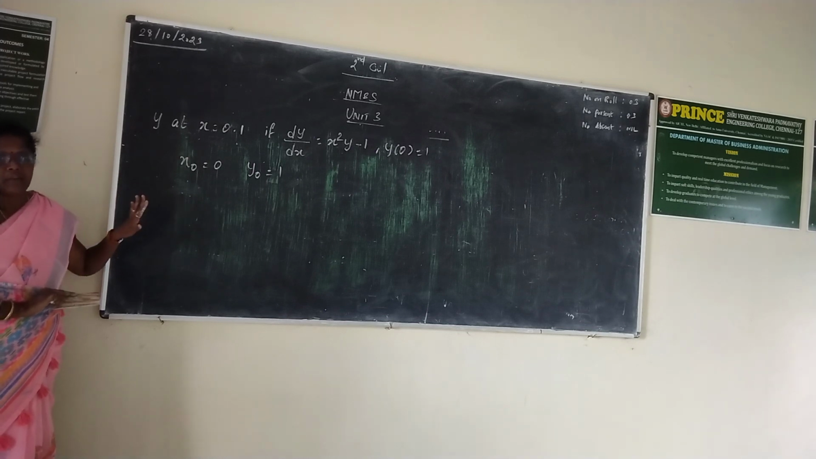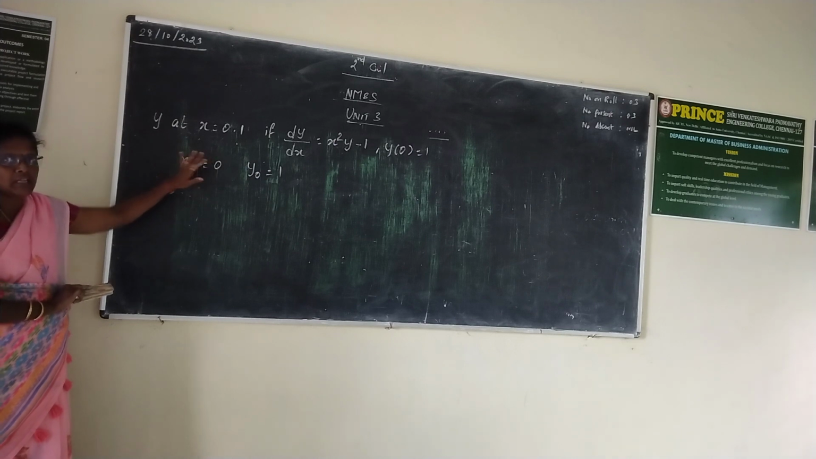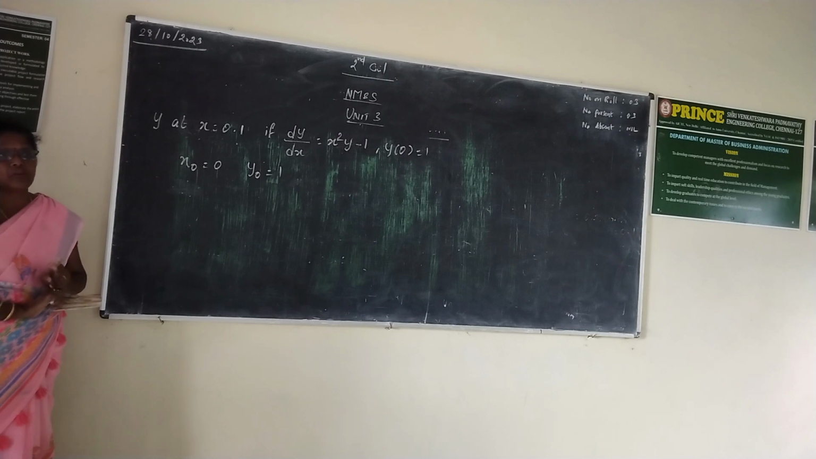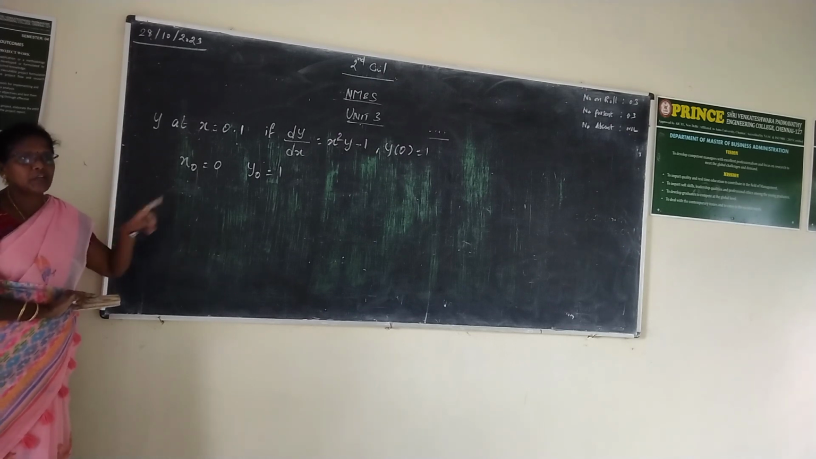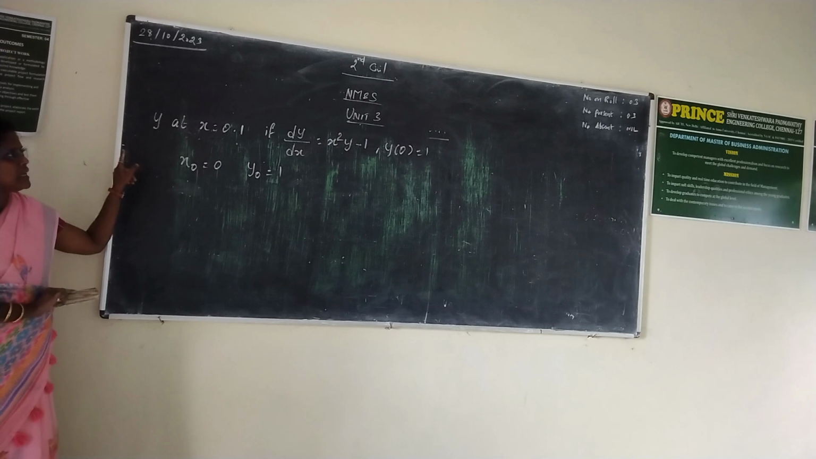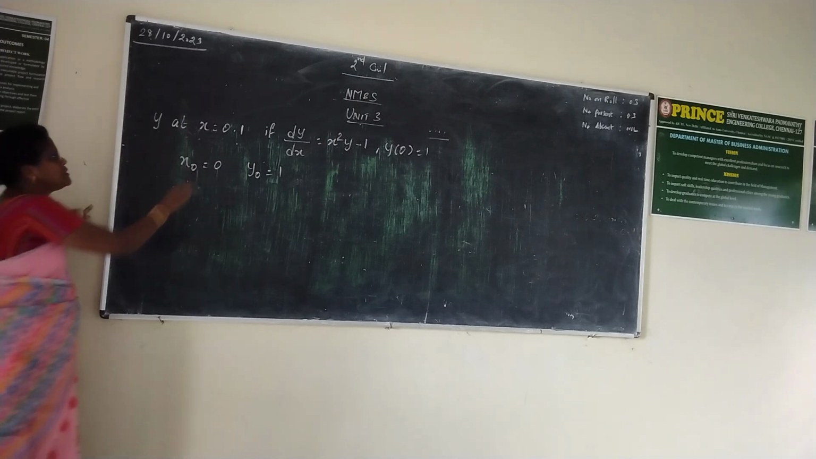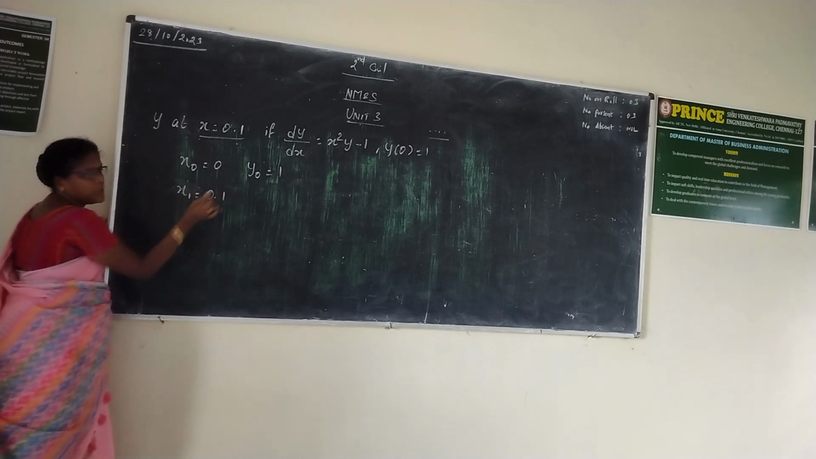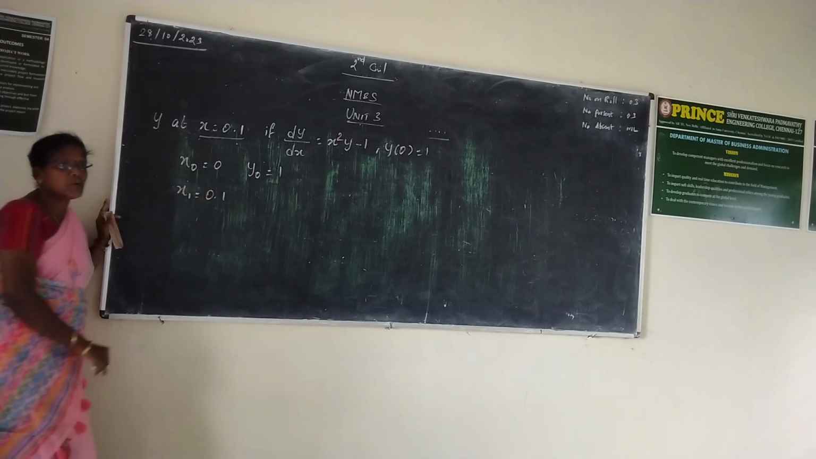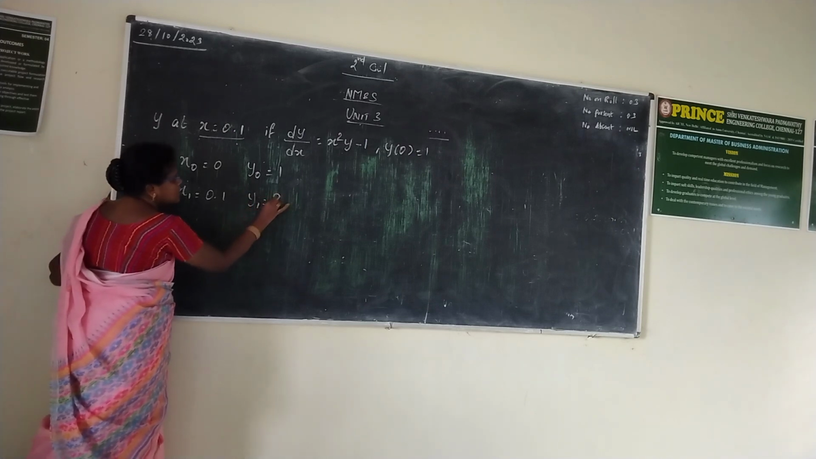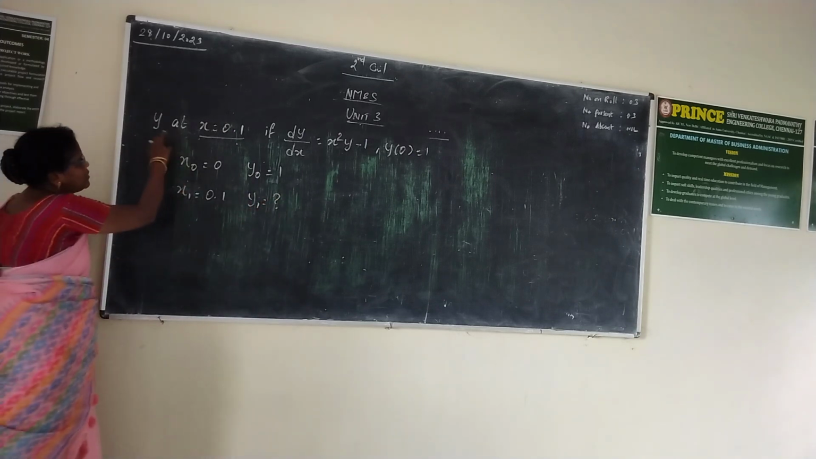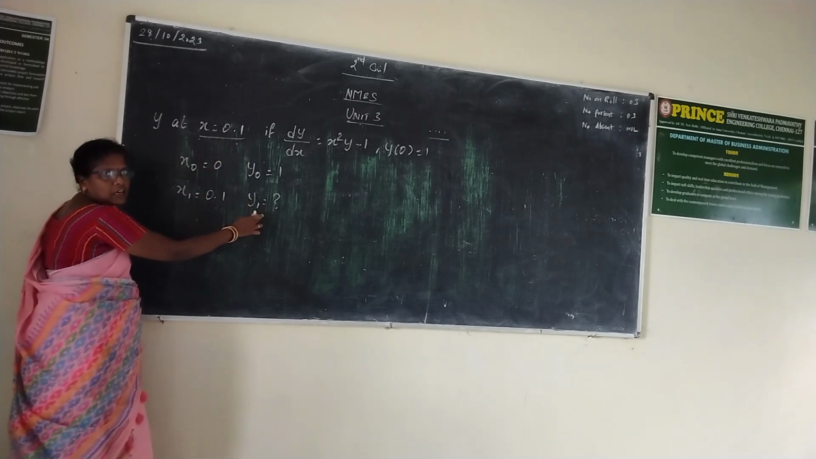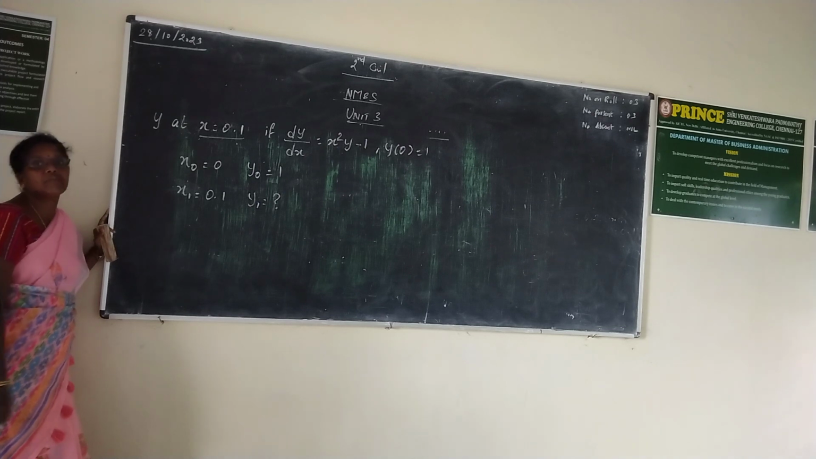Here x is given as the unknown. Assume this unknown to be our x1 itself. So x1 is equal to 0.1. The corresponding y value is y1, and this is what you are supposed to find. Find the y value at x equal to 0.1. We are supposed to find y1.